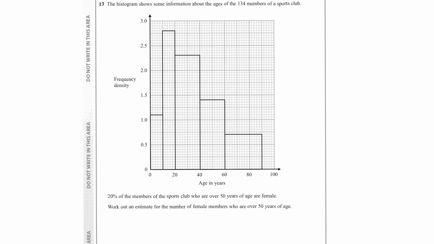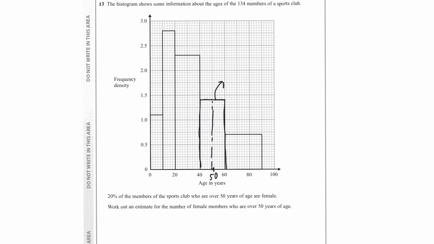Okay, so what we're going to do is add up the values in each bar. But actually, we don't even need to do that for this part because we're just focusing on the ones that are over the age of 50. So 50 would be here. So if we draw a line, okay, it says 20% of them are over the age of 50. So let's look at this whole bar. We're going to work out the frequency, aka between 40 to 60. So the number of members within that bar.